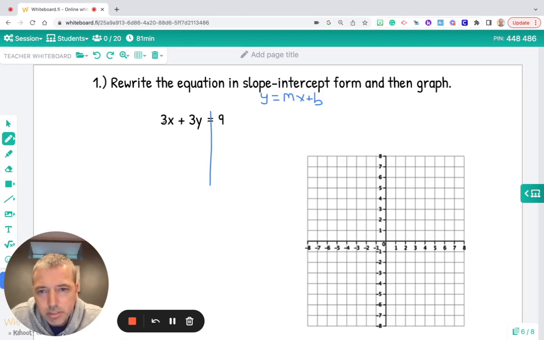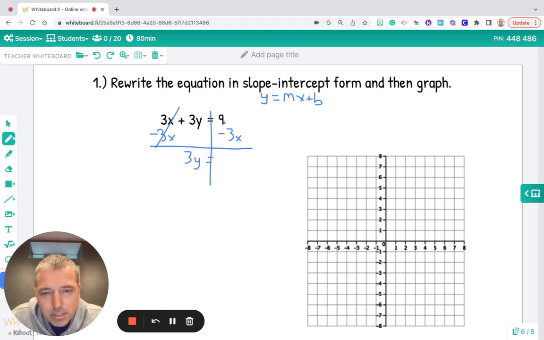So first thing I'm going to do is get rid of this 3x. I want to get rid of the whole thing. So it's a positive 3x. To get rid of it, I'm going to subtract 3x, right? And whatever I do to one side of the equation, I have to do to the other side of the equation. Okay, so 3x minus 3x cancels out, right? So I'm left with the 3y over here.